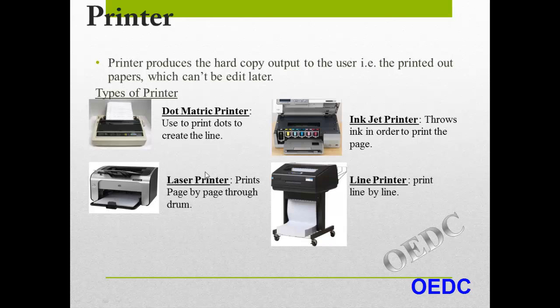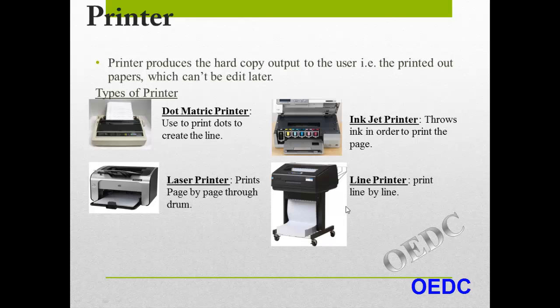Laser printers we can find easily anywhere in the home and even in some of the caves; it prints page by page through a drum. Then inkjet printer, it also can be easily found; it throws ink in order to print the page. Then line printer we can find in different government offices, printing line by line, page by page.